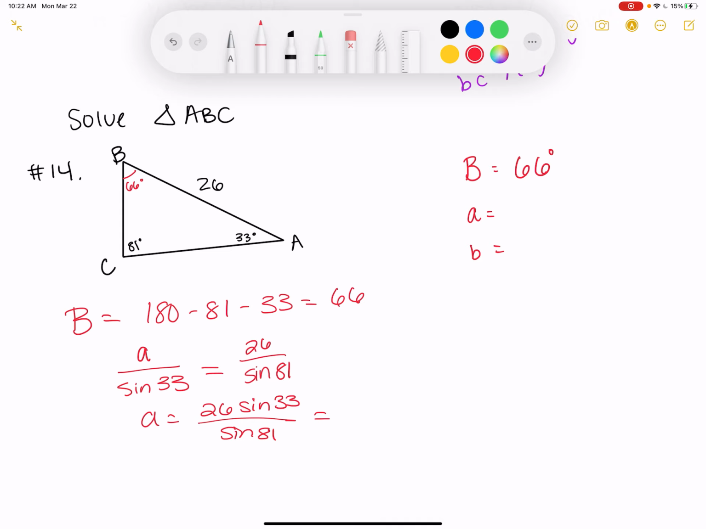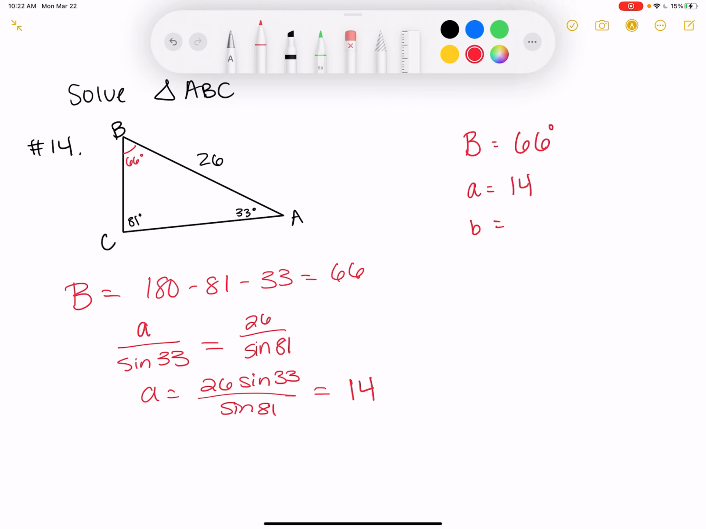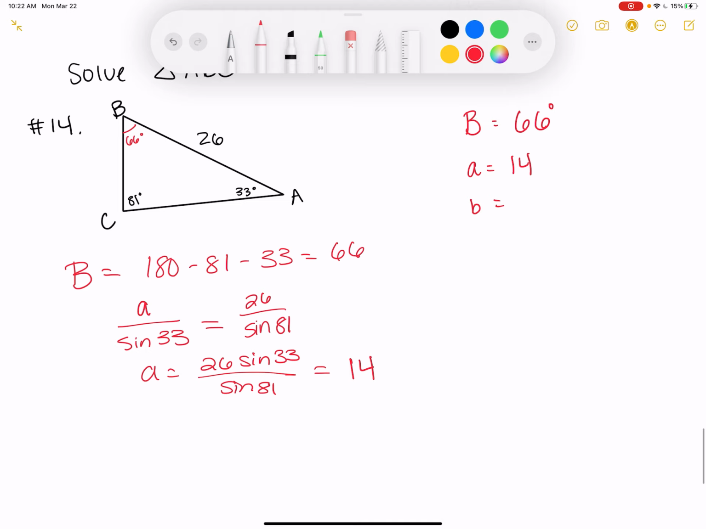81. Seems like a lot of numbers now. 14.3. Okay, so we'll just round to 14 to make it a whole number, make it easy. So when I go to find B, what values should I use? The same one you just did. I mean, the one that I started with. I don't want to use the value I just found because if I did something wrong, I'm going to get that one wrong as well.